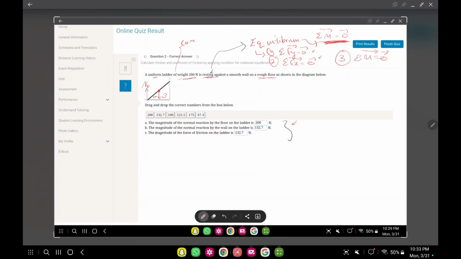Someone's going to come and say, is the friction going to act to the left or to the right? How do I know? So think of it like this. If this wall wasn't over here, if this was a smooth floor, where would the ladder go? It's going to slide to the left, right? So in other words, the friction is opposing the motion and it's pushing it to the right.